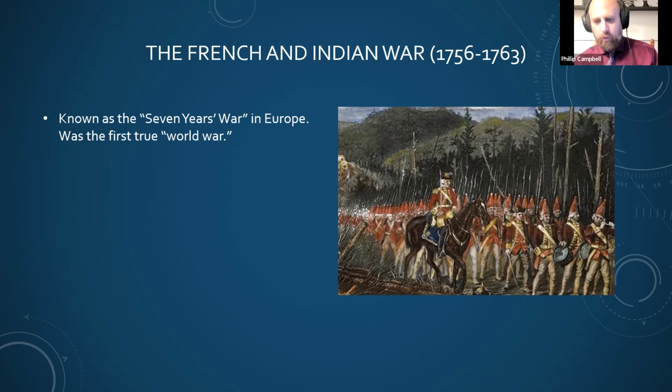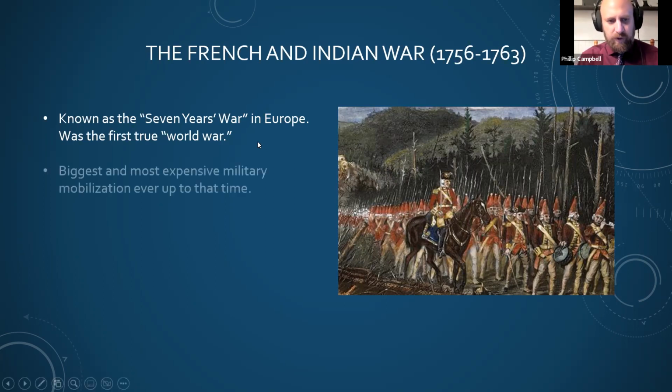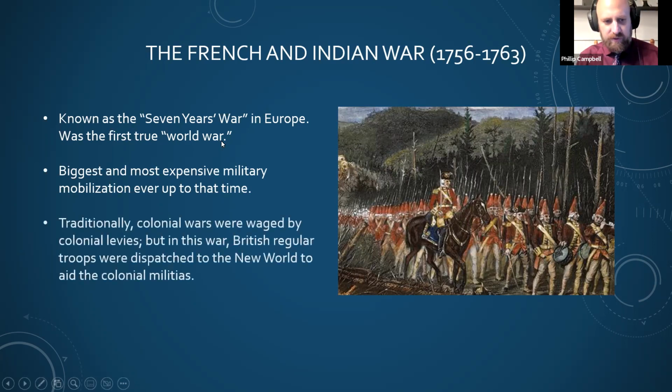So this was the first true world war, in the sense of a war that was fought on multiple continents. It was fought in North America, the Caribbean, Europe, India, and East Asia, between the colonial powers vying for control of these colonial empires. So this is the first real global war. And because of that, it was the biggest and most expensive military mobilization ever up to that time in European history. From their point of view in the 1750s, this was like the war to end all wars in terms of its scope and how expensive it was. We all know war is expensive, and that was certainly true in those days as well.